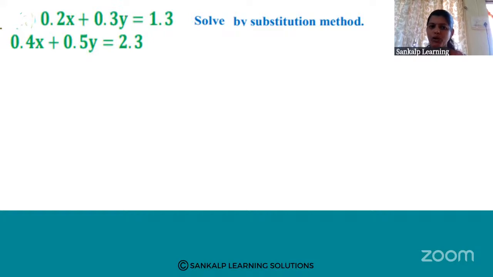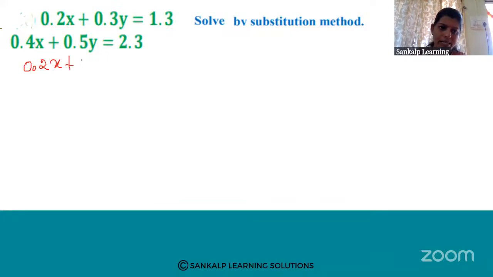0.2x plus 0.3y is equal to 1.3. Okay, 0.4x plus 0.5y is equal to 2.3. Observe carefully. Everywhere the decimal point is there after 1 digit, right? So we can remove that decimal point. How? By multiplying by 10, right?